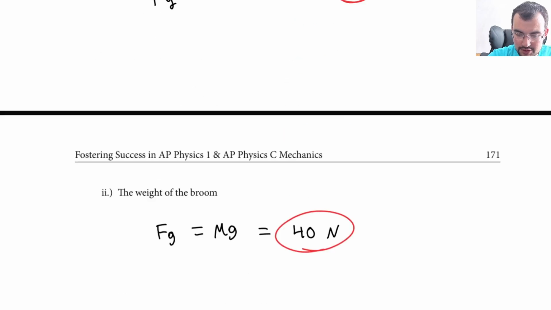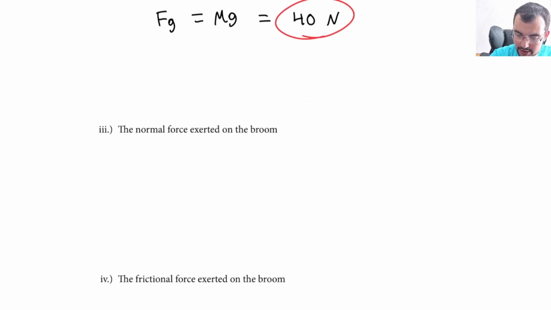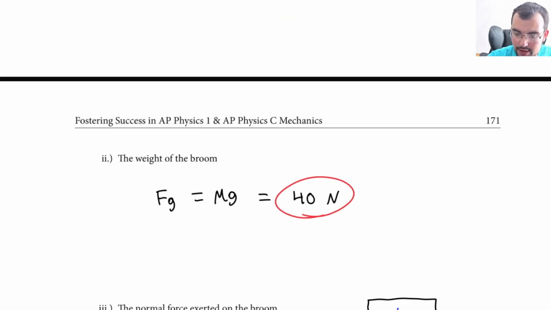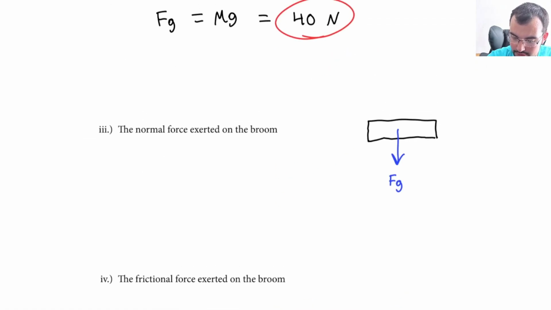What's the normal force exerted on the broom? Well, we haven't needed it yet, so let's bring out our rectangular broom component body. So we have a gravitational force down. We have a down and to the right push. So we have a rightward push, and we have a downward push. Then we have a normal force. Then we have a friction force.